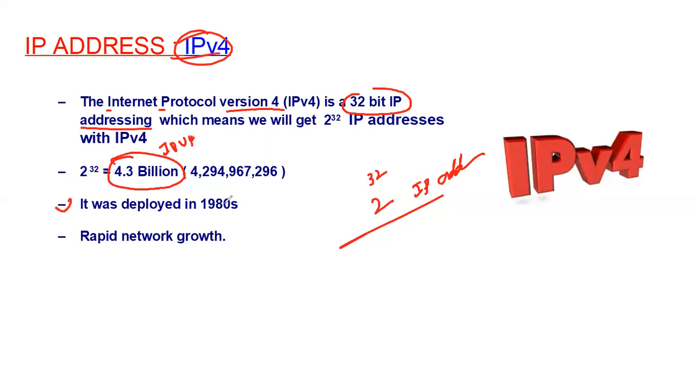It was deployed in the 1980s. When IP version 4 was launched in the 1980s, 4.3 billion IP addresses were more than enough. But the network was growing very fast and it was realized that there would be a shortage of IP addresses. These 4.3 billion IP addresses would be exhausted. So what is the solution here?